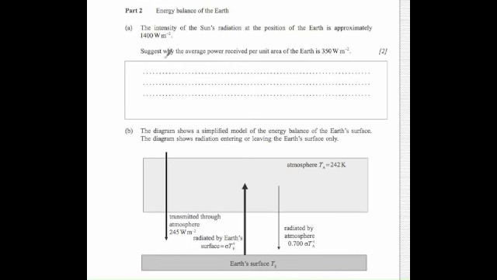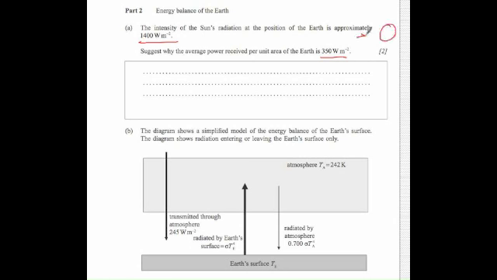Now, energy balance of the Earth. First, it tells us the intensity of the sun's radiation at the position of the Earth is this much. So why is it that the average power received per unit of the area is only 350 watts per square metre? Well, the answer to this is the fact that the Earth is round.